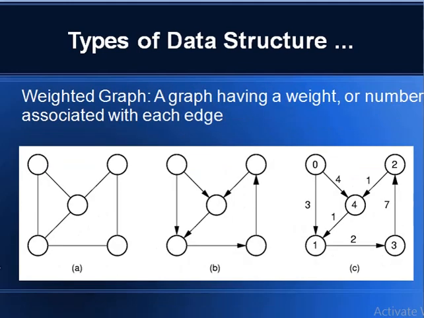In the weighted graph, a graph which has weights or numbers associated with each edge is called a weighted graph. In figure C, every edge has a weight along with it, and it is called the weighted graph.